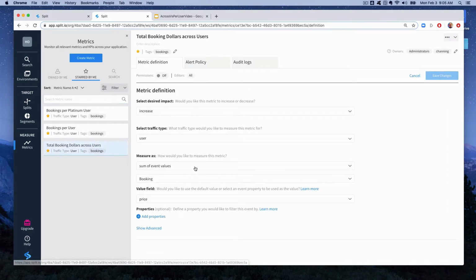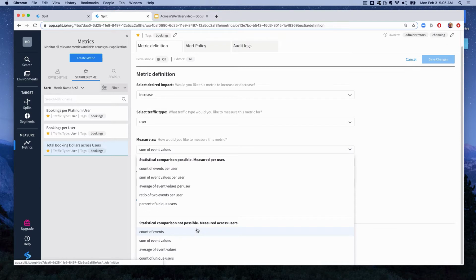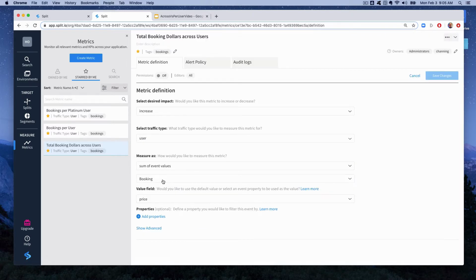And you'll notice the key part here is this measure as section. Right now we're saying measure as sum of event values. And if you notice at the top, we've got statistical comparison possible where we're measuring per user. And here's the ones we're talking about in this video: statistical comparison not possible, measured across users. And in this case, we're doing a sum of event values. The event in particular is booking, and the value field is price.